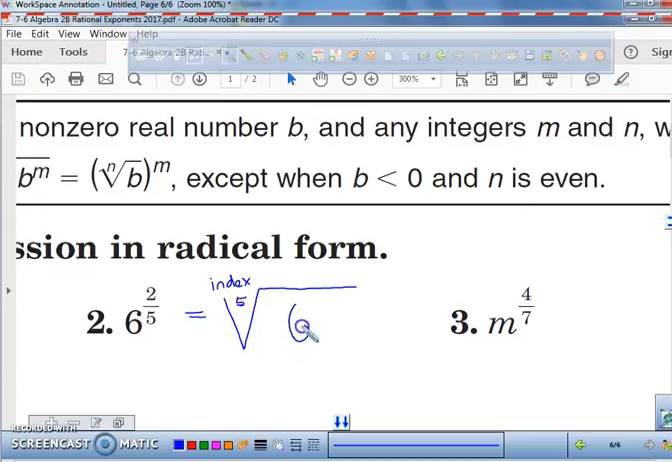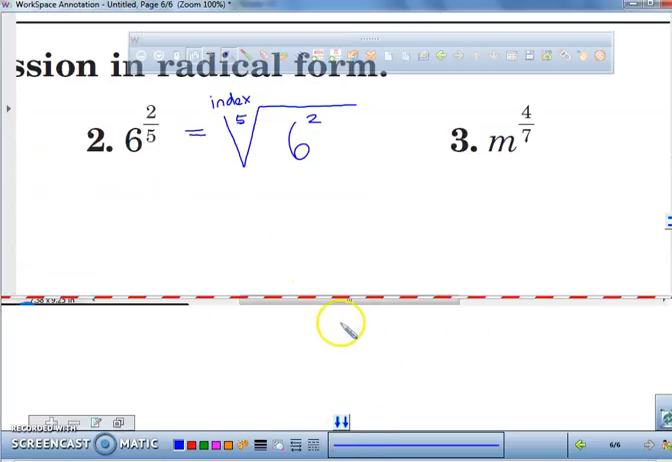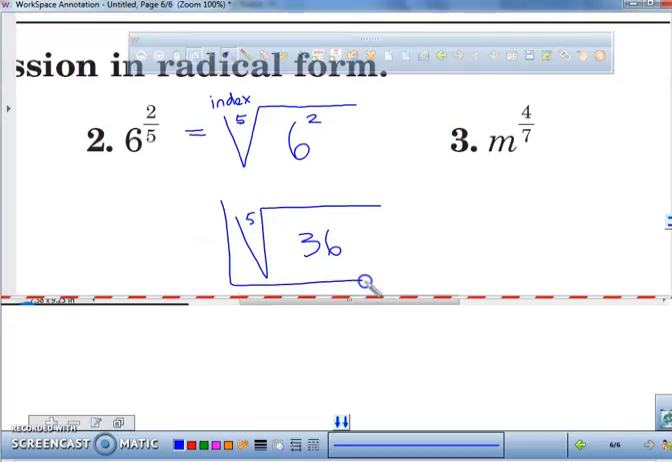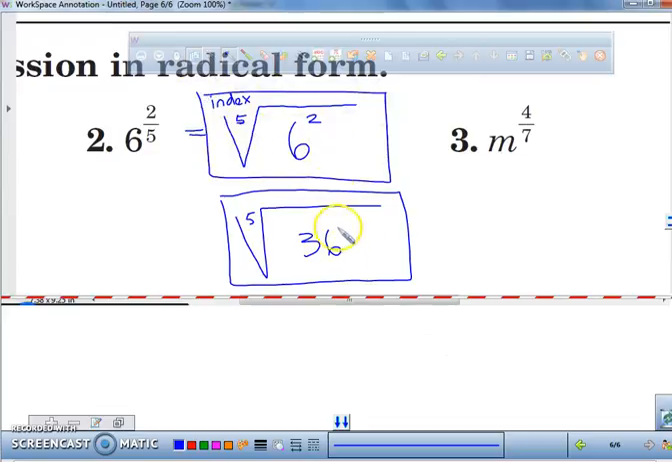The number inside the radical is a 6, and what's going to happen to it? It's going to square. So right here, you could write it like this, or if you said it's the 5th root of 36, that's okay too. So if you did this or this, either one of those I would accept. You're just trying to change it to radical form.